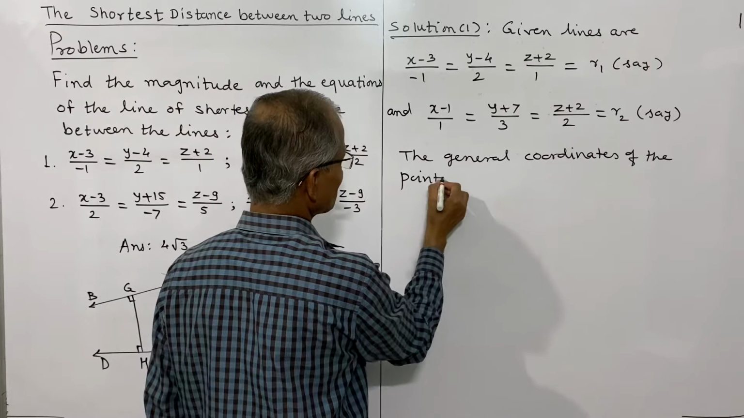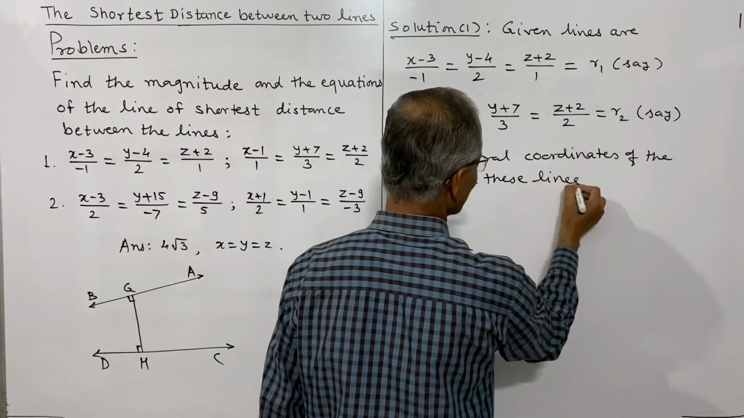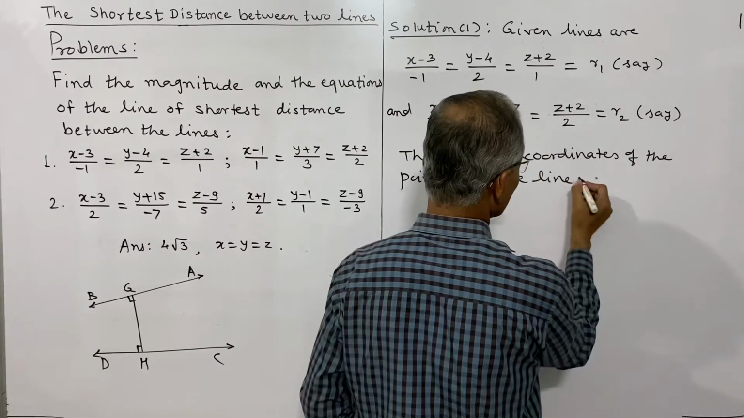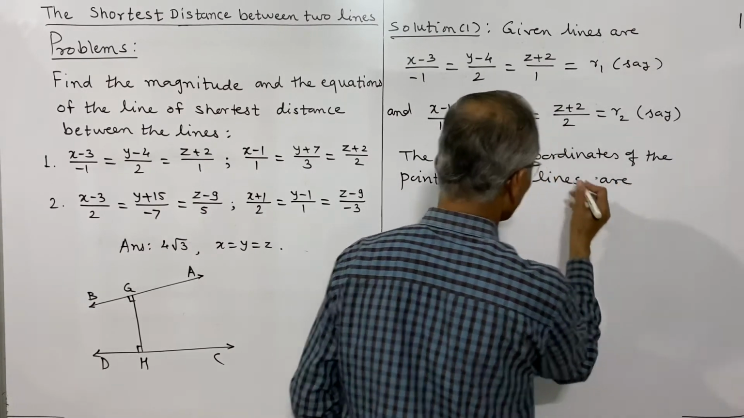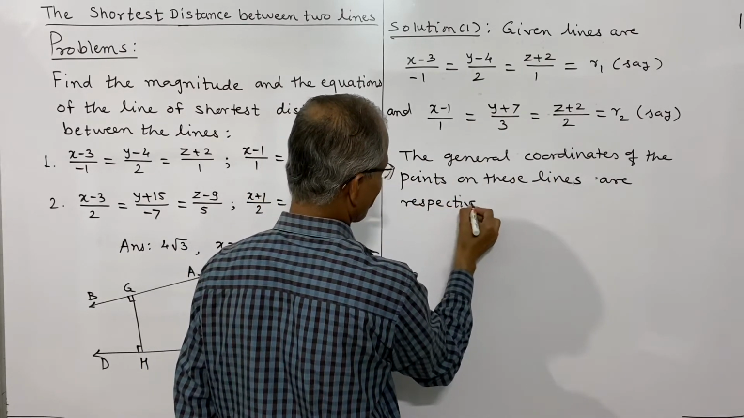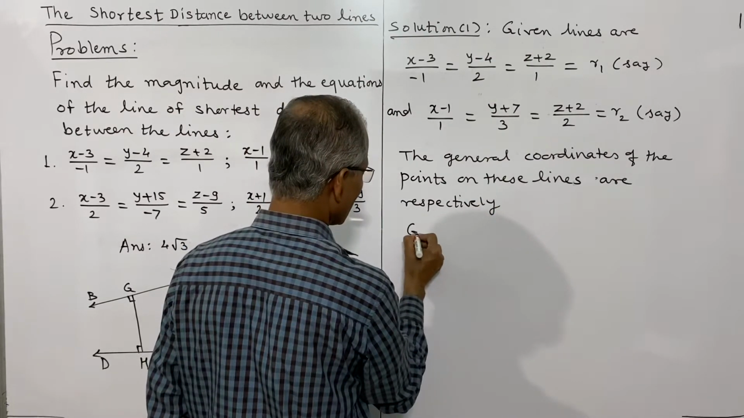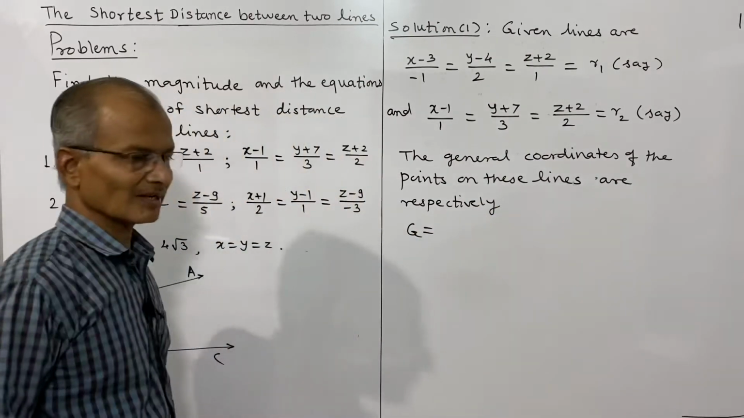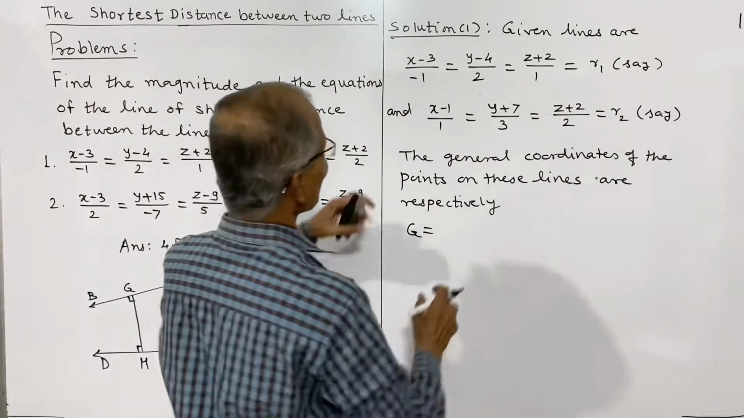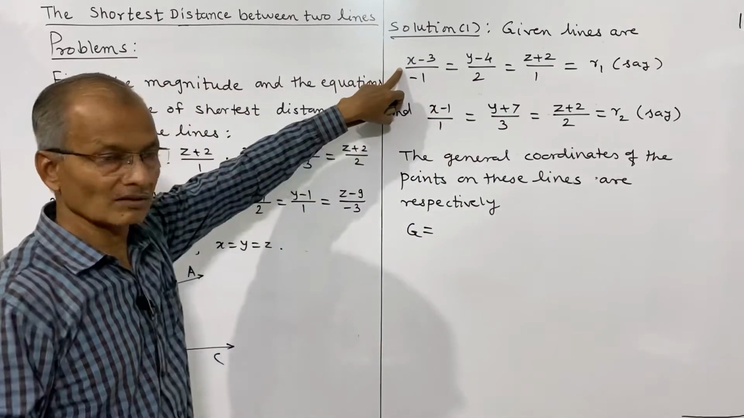Of the points on these lines. These lines are respectively, we can say, G. G is the point we may denote, or we may denote it by P and Q. What are the coordinates of the point on the first line?